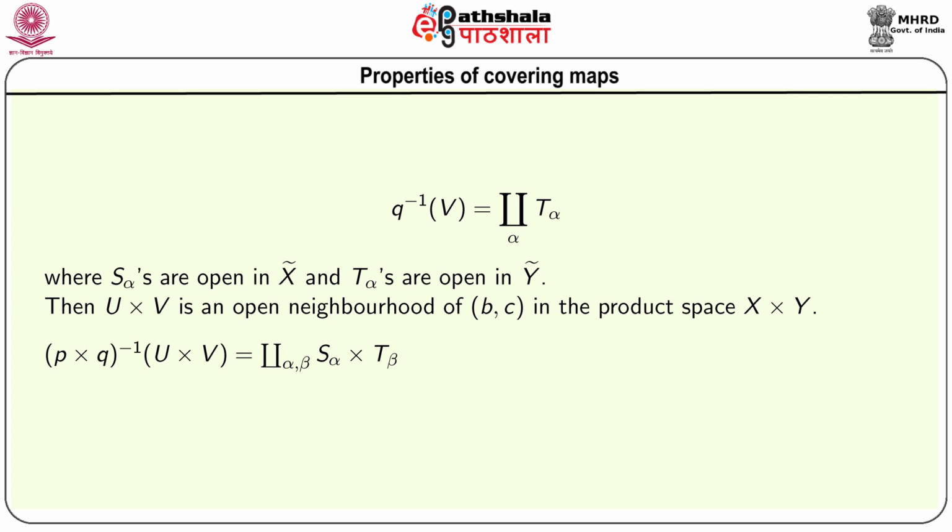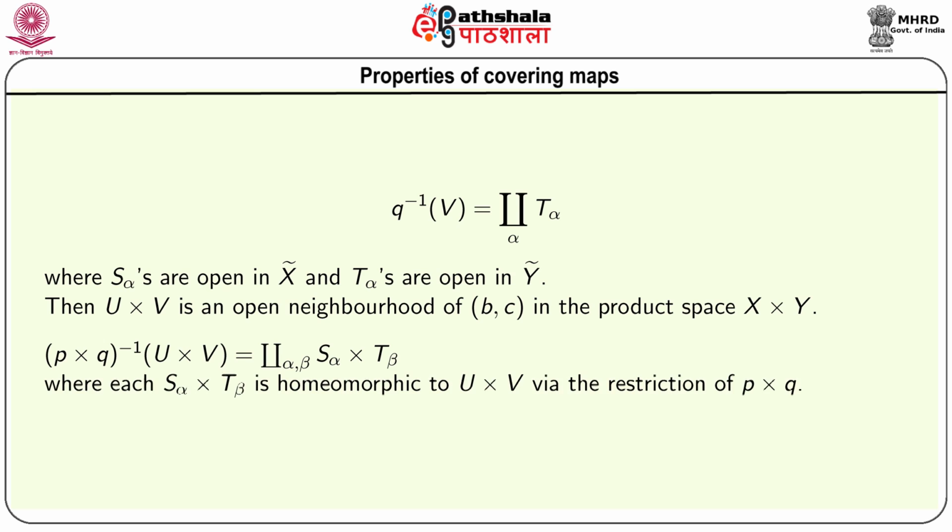Now the inverse image of this Cartesian product U cross V under the map P cross Q is the disjoint union of S alpha cross T beta, where each S alpha cross T beta is homeomorphic to U cross V via the restriction of P cross Q.